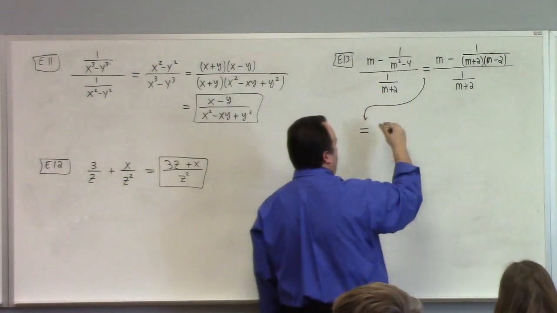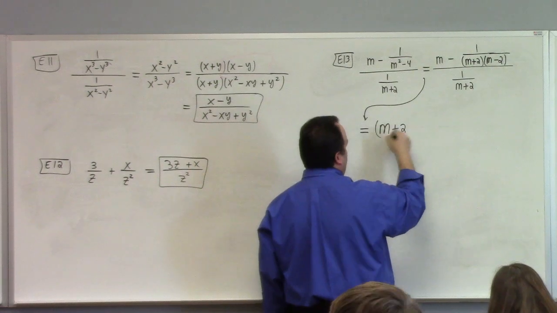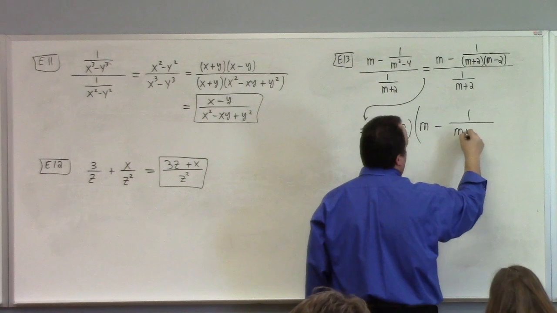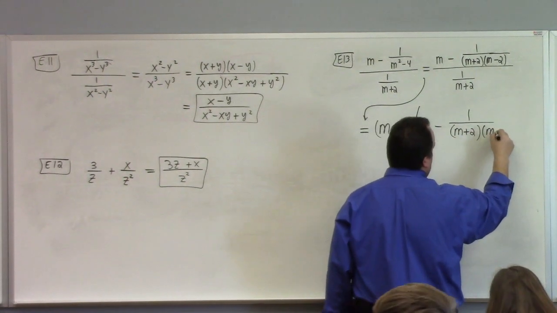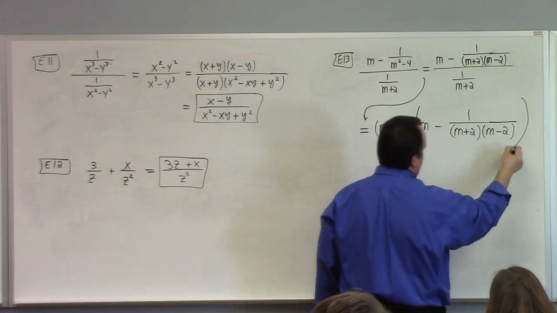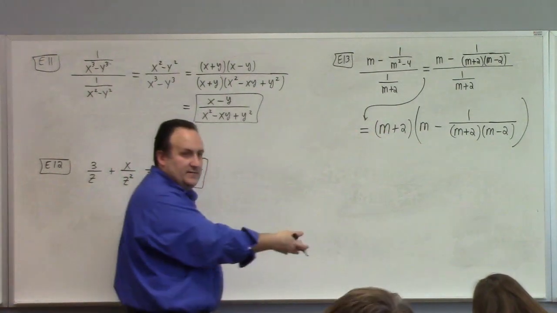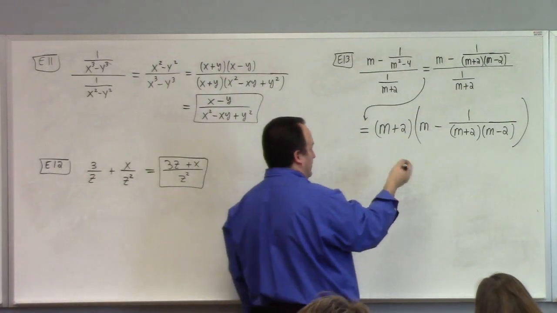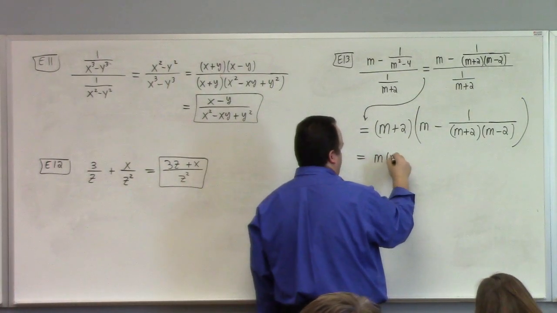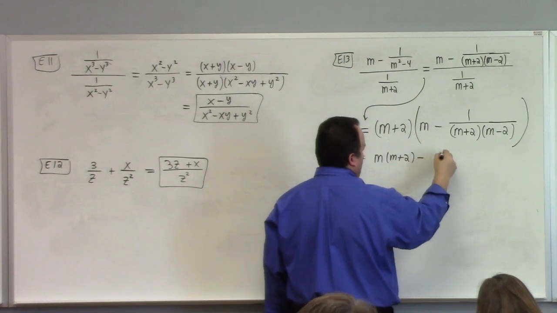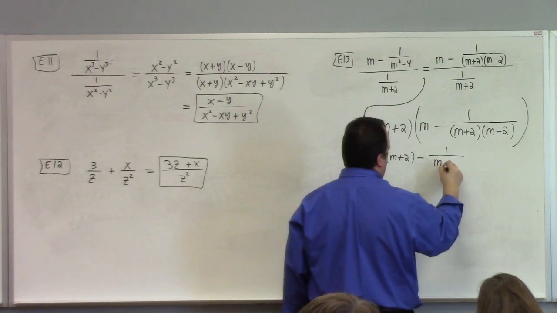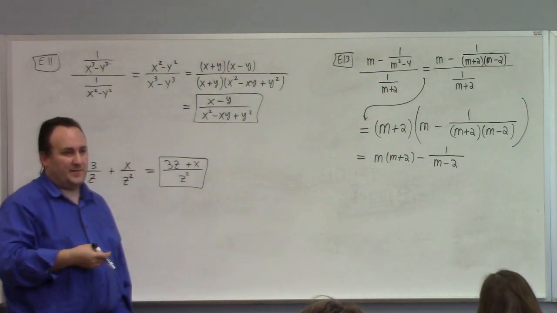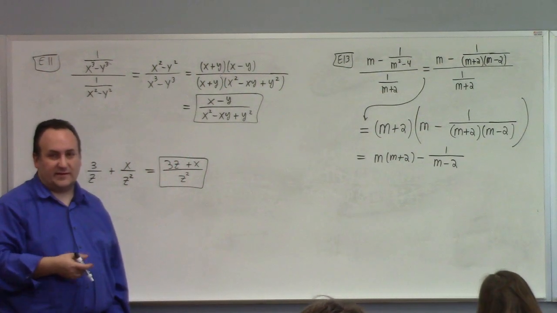Right, so this is equivalent to multiplying that by m plus 2 times the numerator. Right? So we can do that. And then it simplifies, I mean, we can make progress here, right? So then we get m times m plus 2 minus 1 over m minus 2. And I'm not really content with that as an answer. I'd like to combine these terms.